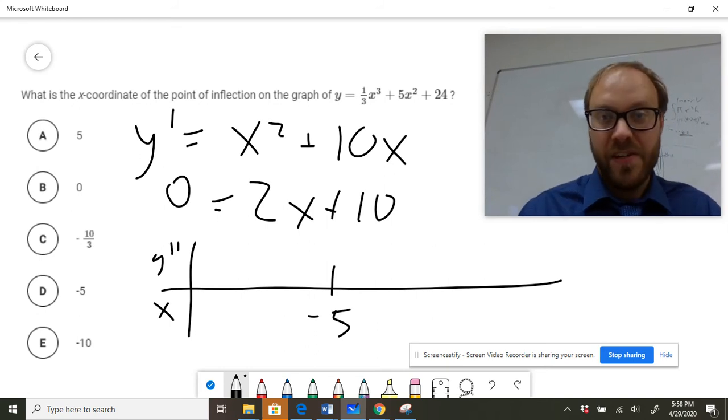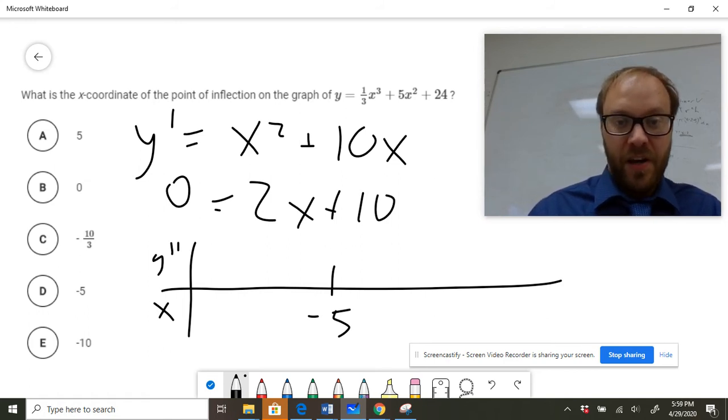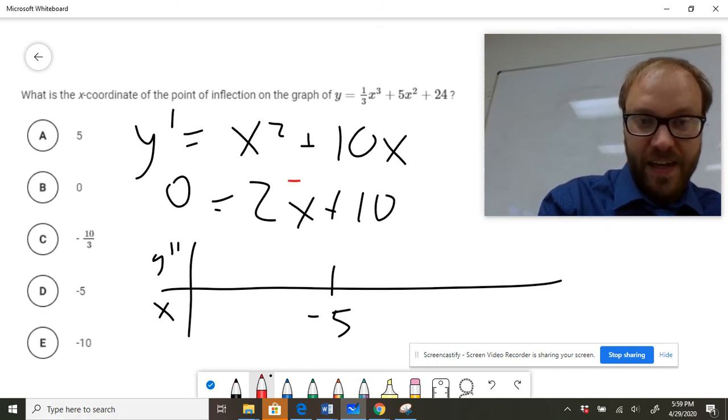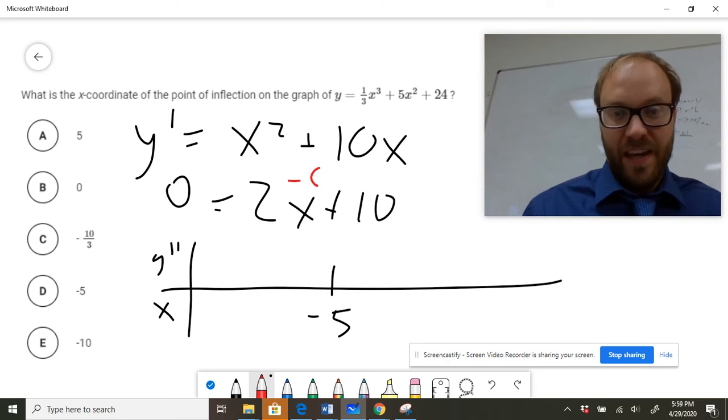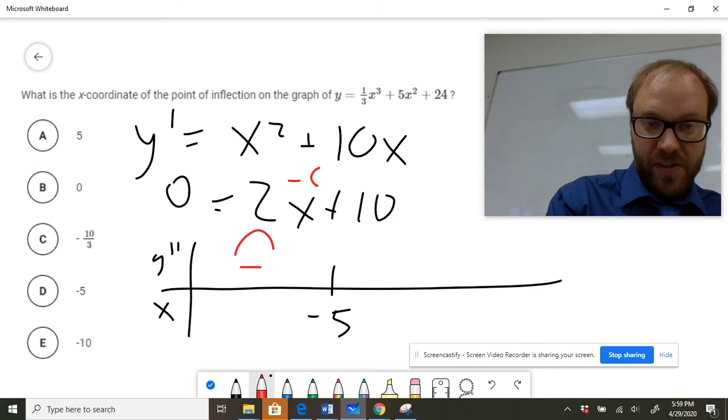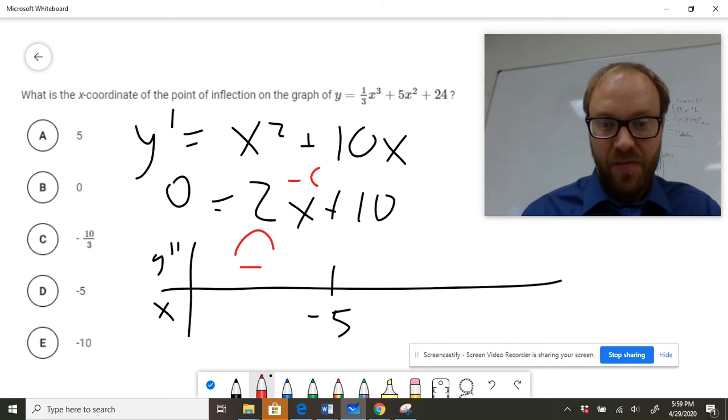But technically, you want to check the concavity on either side of -5. And certainly, if they gave you more points, then you would want to check those as well. So, put something to the left of -5 in, for example, -6. If you put -6 into that equation, you're going to get a negative second derivative, which means y is concave down over that interval.